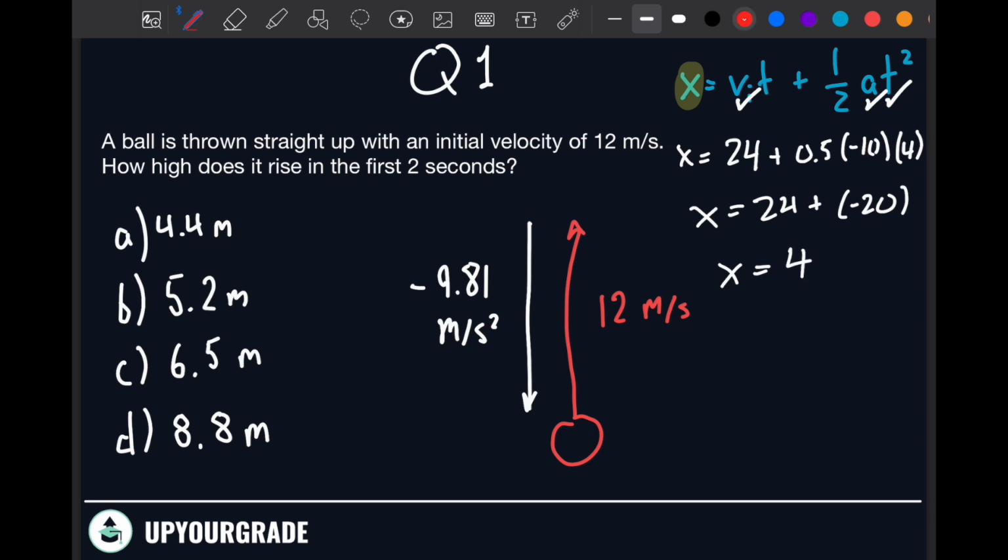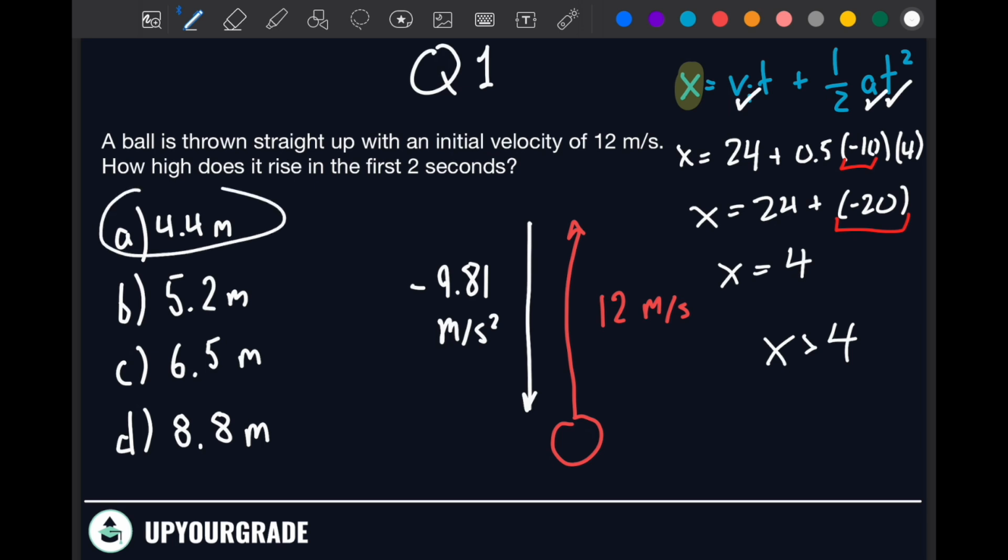But again, the absolute value of this term is actually a bit less than 20 because we rounded 9.81 up to 10. So it's actually going to be 24 minus a number a little bit smaller than 20. So we get a value of a little bit greater than 4, or x is going to be slightly greater than 4. And now when we look at our answers, we see an option for 4.4 meters.